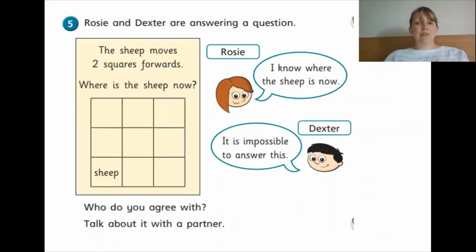And finally, Rosie and Dexter are answering a question. Rosie says, I know where the sheep is now. And Dexter says, it is impossible to answer this. Who do you agree with? Talk about it with your partner. One thing I'm going to ask you is, look at the sheep. Do you know which way the sheep is facing?